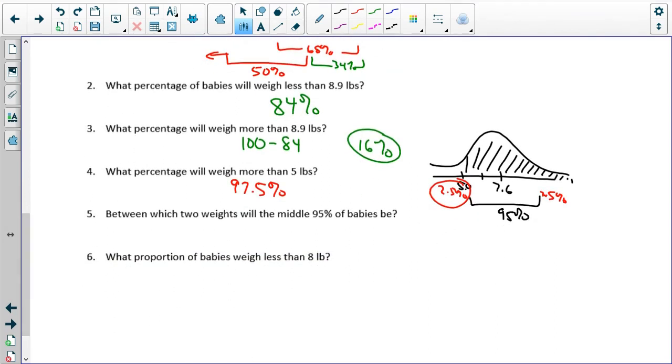Between which two weights will the middle 95% of babies be? That's 5.0 pounds and 10.2 pounds.